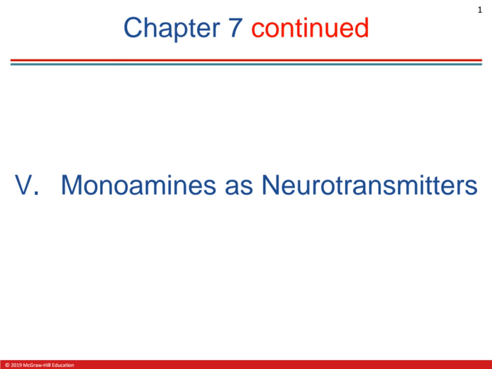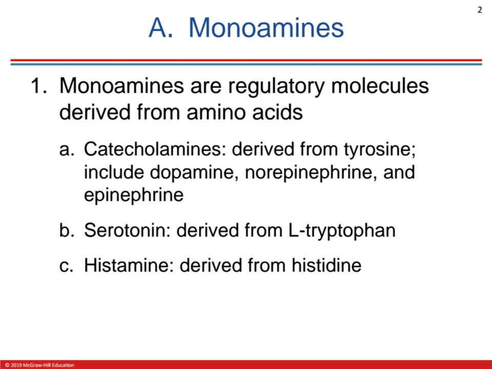This is the last lecture on Chapter 7. So we'll be looking at a variety of different types of neurotransmitters. One of the major types of neurotransmitters are monoamines. And these can be broken down into the largest group, which is catecholamines. These are derived from the amino acid tyrosine. This includes dopamine, which is a neurotransmitter, norepinephrine, and epinephrine.